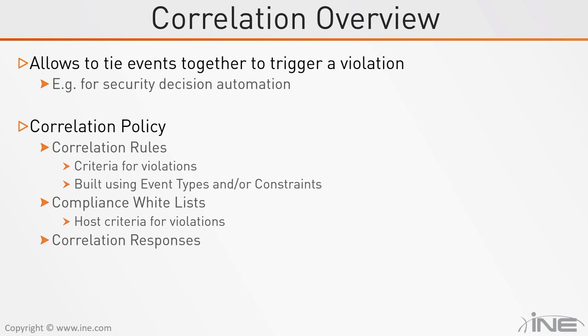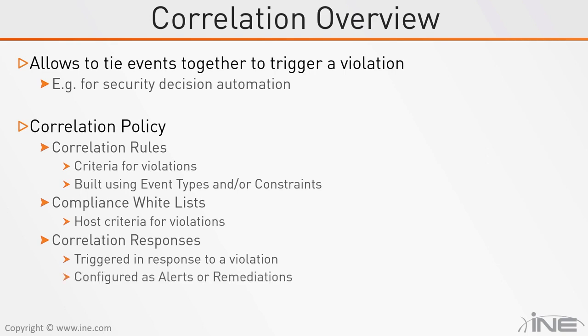There is also the correlation response component, which is meant to trigger an action when a violation happens. So this is optional. You don't have to take an action when the correlation event is generated, but in most cases you will be at least sending an alert to be aware of the event, instead of just looking at the logs under the analysis and correlation. And those responses can take the form of an alert or remediation. We will take a look at these later in this video.